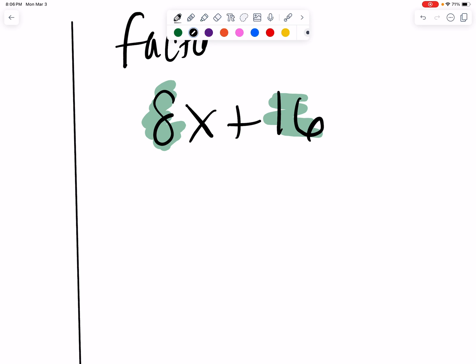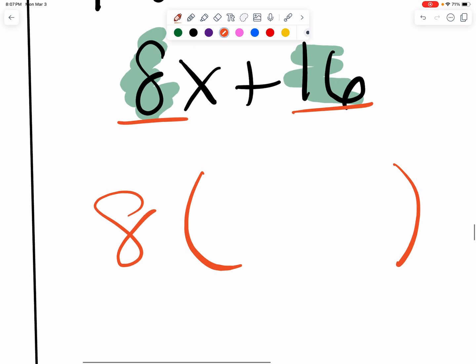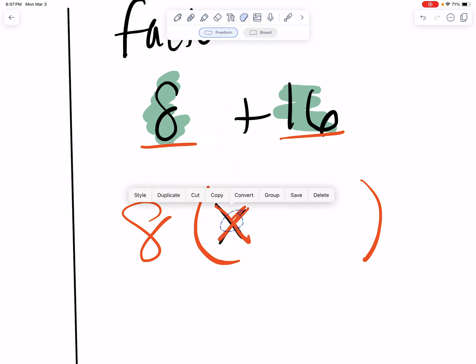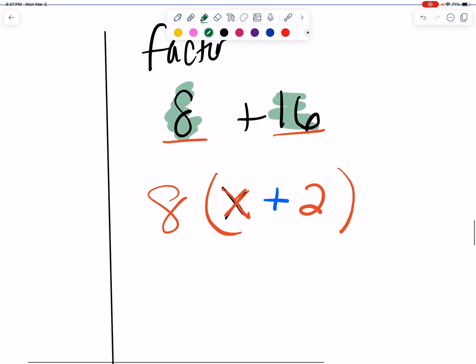I know 8 can go into both. So 8 is pulled out like this. Now, you have to be careful because some people are like, oh, I pulled the whole number out. Yeah, but you still have x. So x is still playing, so it's going to go down here. And then I ask myself, 8 can go into 16, or 8 times what is 16? And the answer is 2. And what function am I doing? Plus. That's the fun factoring. More algebra.